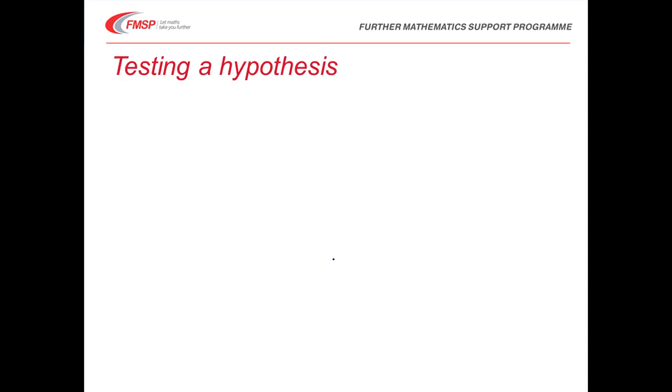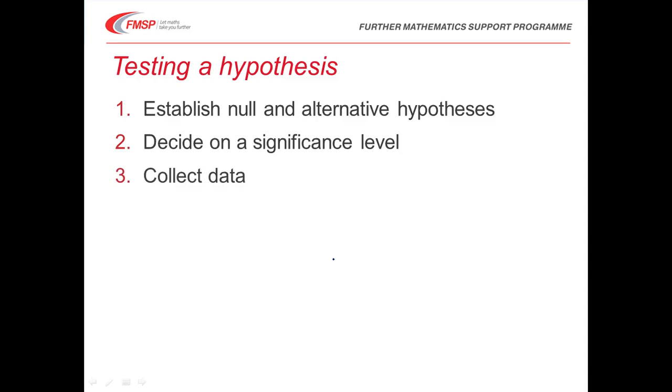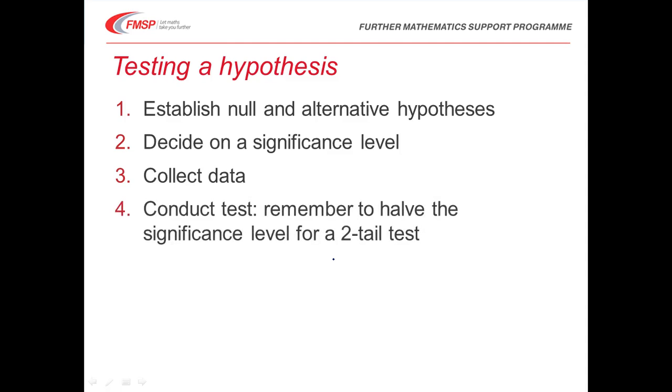So here are the steps that you follow in carrying out a hypothesis test. First of all, you establish your null and alternative hypotheses. You need to decide on a significance level, although in the exam this is always given to you. I say always, I haven't seen a question where it hasn't been given to you. If one should happen to turn up, then 5% is the most common value chosen, and that's what you should use. You then collect the data, which of course will be given to you in the exam, and then you conduct the test, remembering that if it's a two-tail test, you need to halve the significance level at each end.